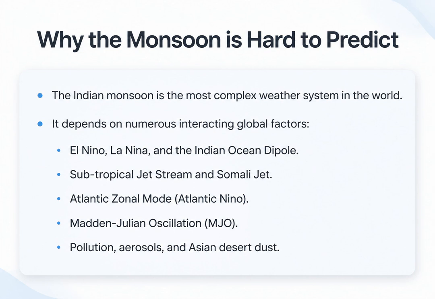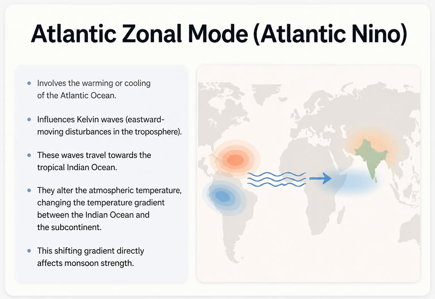All these factors interact in chaotic ways. To give you an idea of how far-reaching these influences are, consider the Atlantic zonal mode, sometimes called the Atlantic Nino. Warming or cooling in the distant Atlantic Ocean generates eastward-moving atmospheric disturbances called Kelvin waves. These waves travel all the way through the troposphere to the tropical Indian Ocean, where they alter the atmospheric temperature. This changes the crucial temperature gradient between the ocean and the Indian landmass, directly impacting the strength of the monsoon.